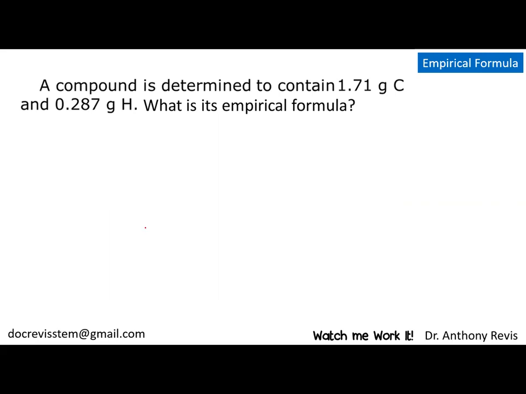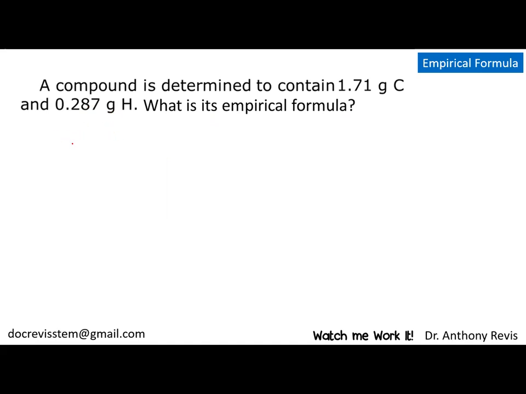This is probably done by combustion analysis, but the way it was analyzed doesn't matter. We have the final solution. Okay, so we have 1.7 grams of carbon and 0.287 grams of hydrogen. And we're assuming that this only has carbon and hydrogen in its composition.